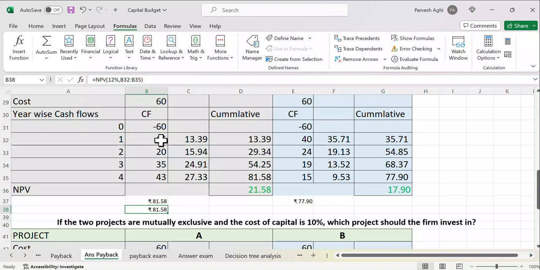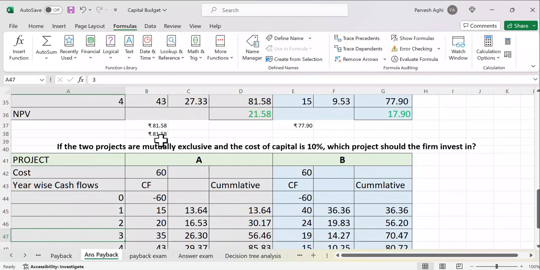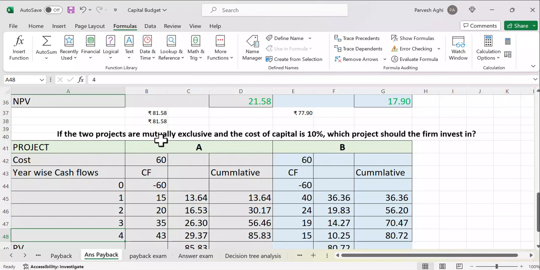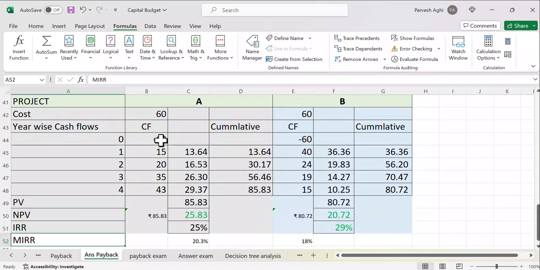So to understand the project better, we must consider all the cash flows, not only limit ourselves to the payback, which tells you to calculate the cash flows only up to the point it recovers all the costs of the project. Okay, fine. So that is the method. This is called the net present value method. Now we come to, if two projects are mutually exclusive and the cost of capital is 10%, then which project is better. So here also you get project A as better.